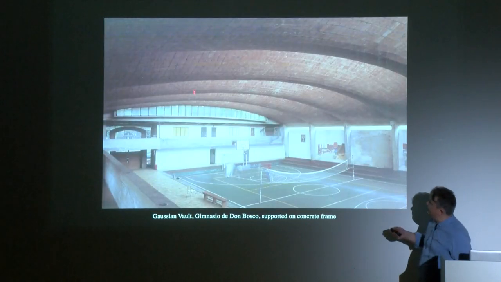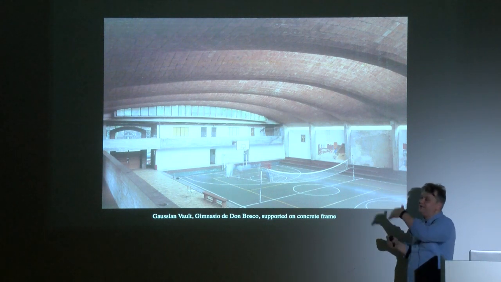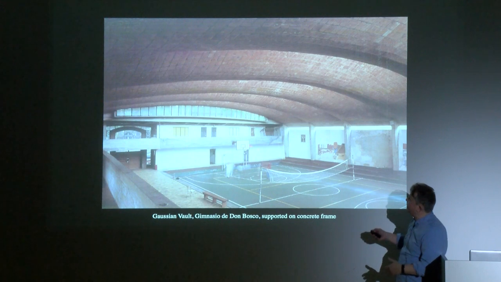And this is an example in a gymnasium sitting on a concrete structure. You see the undulations here. And you have a series of waves that take place. And each one of these is one formwork.